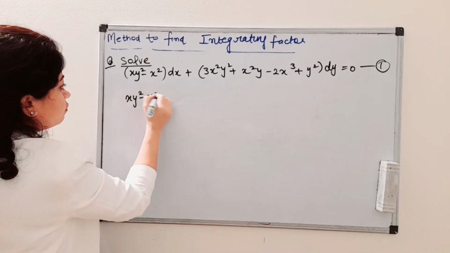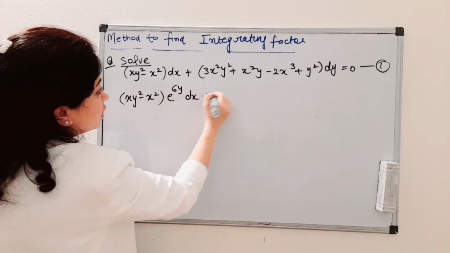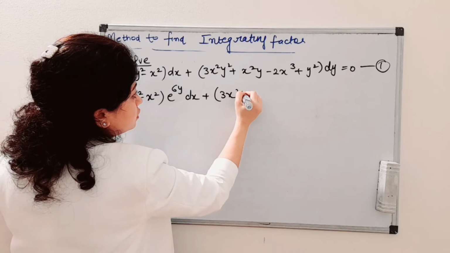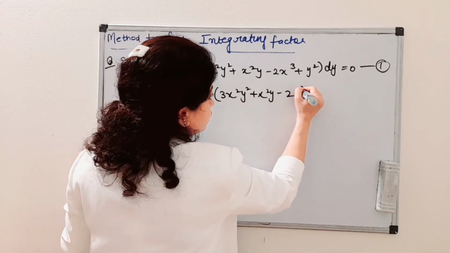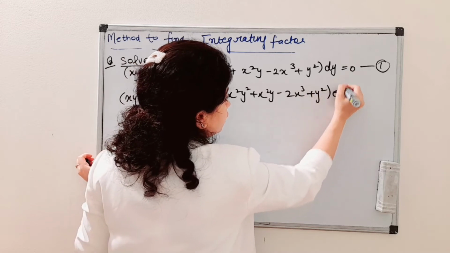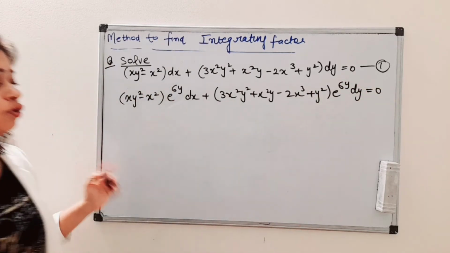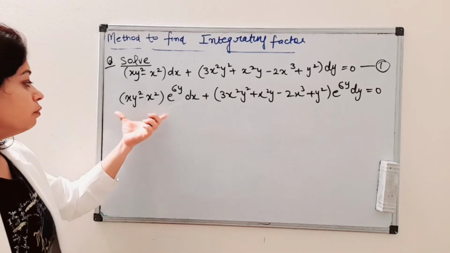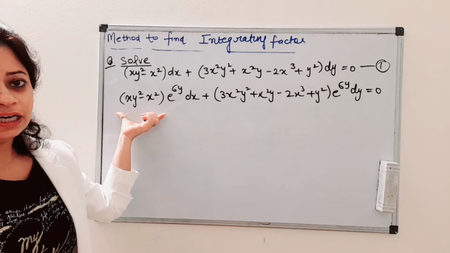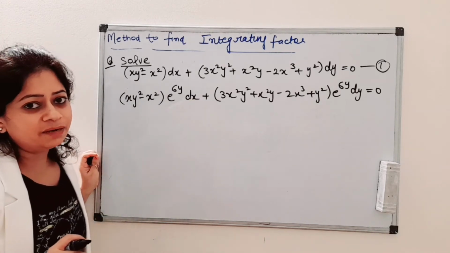xy² − x² times e^(6y) dx plus this, minus 2x³ + y² e^(6y) dy equals 0. Now you can check that this differential equation is exact, because we have multiplied it with the integrating factor. You can check it also by finding ∂M/∂y and ∂N/∂x.